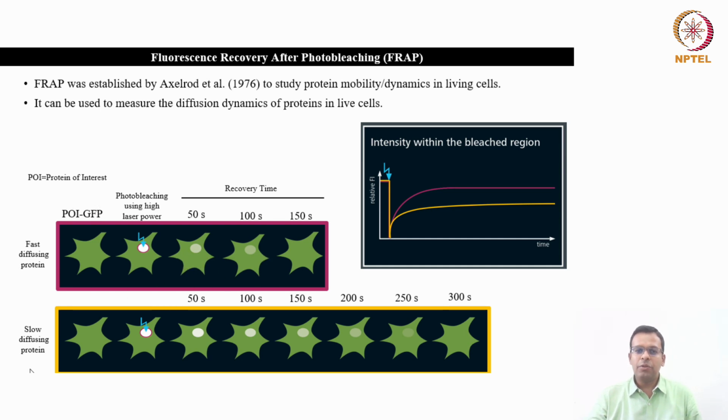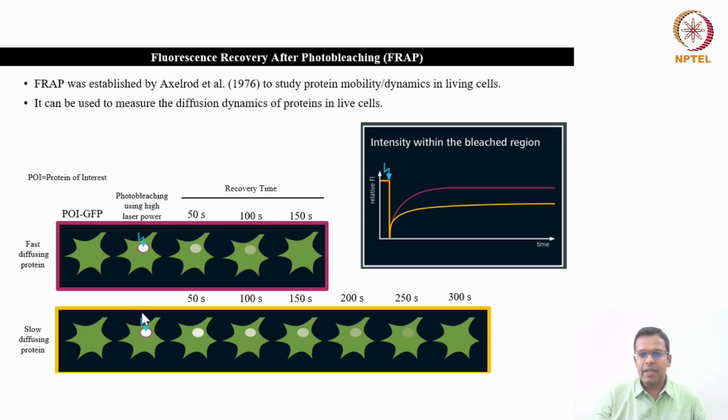Now below you can see an example of a slow diffusing protein. Here I have shown a comparison between a fast diffusing protein and a slow diffusing protein. So let's say there are two proteins. You have labeled protein A with GFP, which is a fast diffusing protein, and protein B with GFP, which is a slow diffusing protein. So how can you quantify the differences in their dynamic behavior?